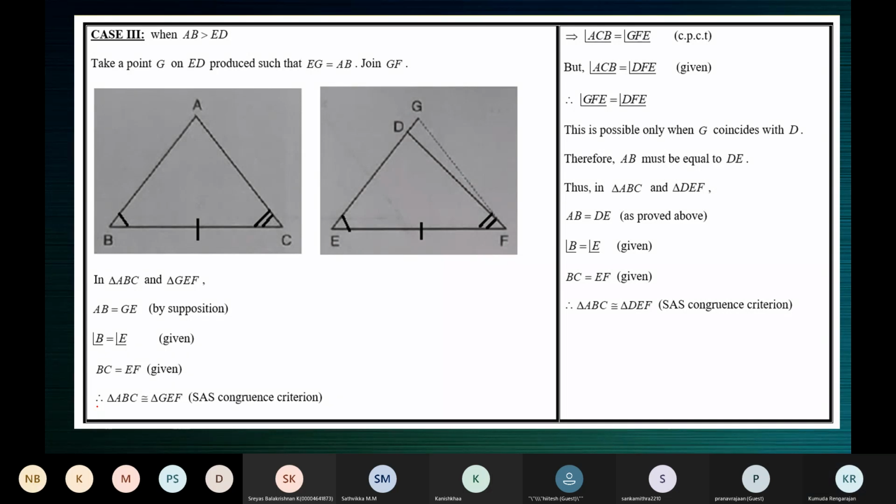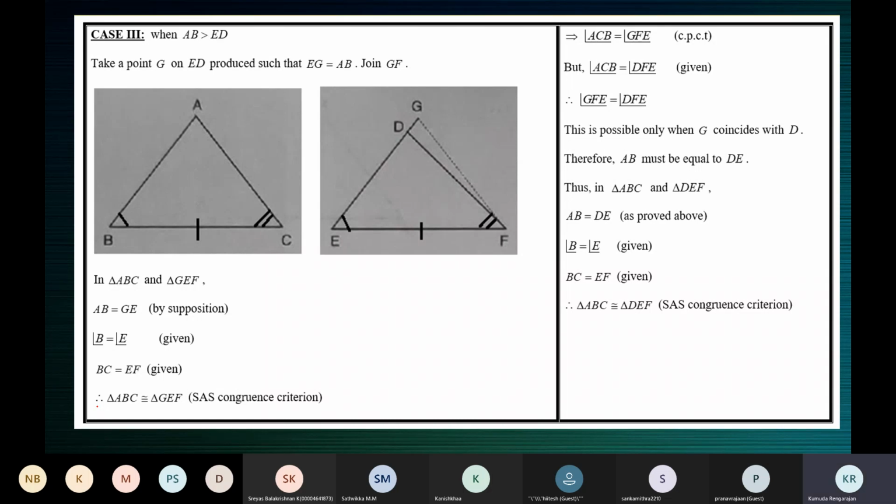Ma'am, but my question is there is SSS congruency, no, ma'am? Not in this question, ma'am. In general, there is SSS congruency, no, ma'am? Yeah, there is. Ma'am, why is there no AAA angle congruency, ma'am?